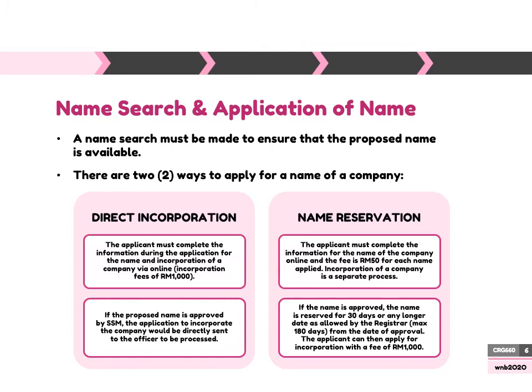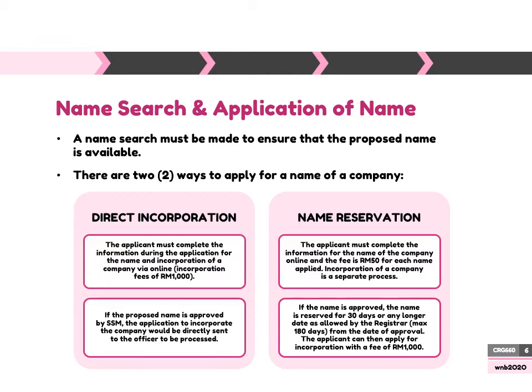For the first step, we're going to do name search and application of name. A name search must be made to ensure that the proposed name is available. Kita nak buka company, kita dah ada plan dah nak namakan company kita ni apa. But we need to check first whether the name is available. Ada dua cara nak apply for a name. You can go for direct incorporation or you can choose to reserve the name first.